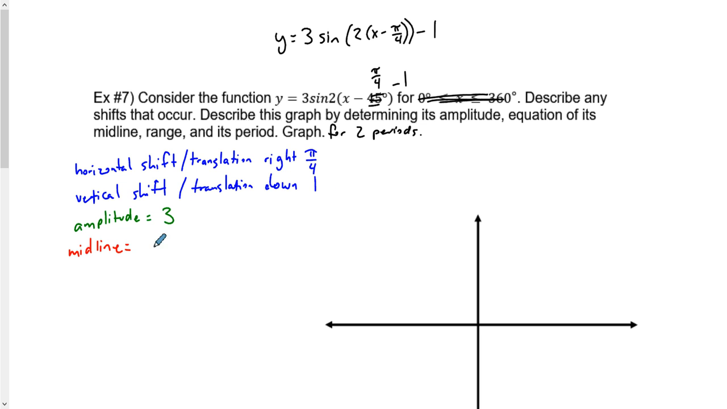Just like in our first one, the sine graph, which normally starts at the middle, goes up, down, and back. Now, this -1 means that the midline, which is normally the x-axis, is going to be the line y equals -1.